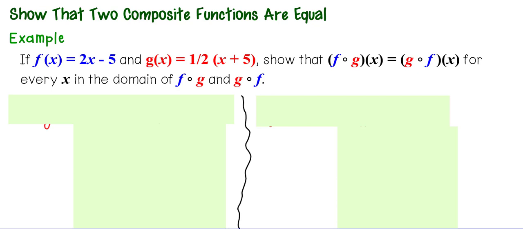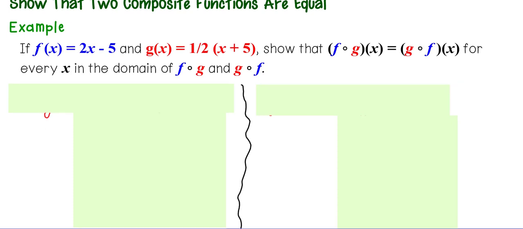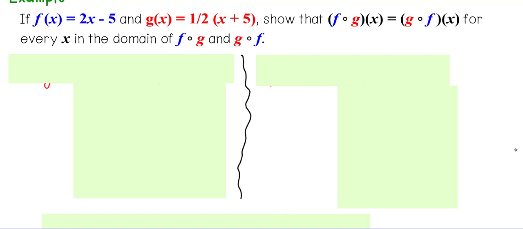Show that two composite functions are equal. So in our example, if f of x equals 2x minus 5 and g of x equals 1/2 times x plus 5, we want to show that f composed with g of x is equal to g composed with f of x. So what we're looking for is that every x in the domain of f composed with g and g composed with f are the same.